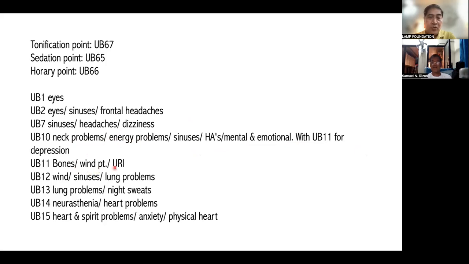Bladder 11, bones, wind point, URI, upper respiratory infection. Bladder 12, wind, sinuses, lung problems. Bladder 13, we know, lung problems and night sweats for lung yin deficiency. Especially when you already have kidney yin deficiency, when you are older.